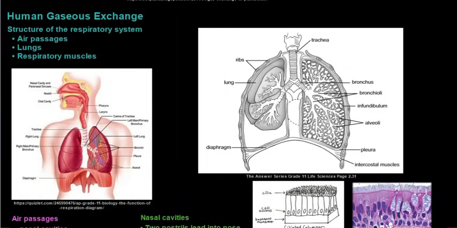So we are going to look at human gaseous exchange now and how our bodies are structurally adapted for gaseous exchange. So firstly, the structure of our respiratory system is as follows. So we have air passages, lungs, and then the respiratory muscles, which we'll look at all in detail now.